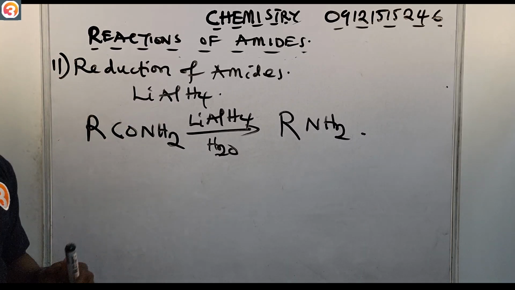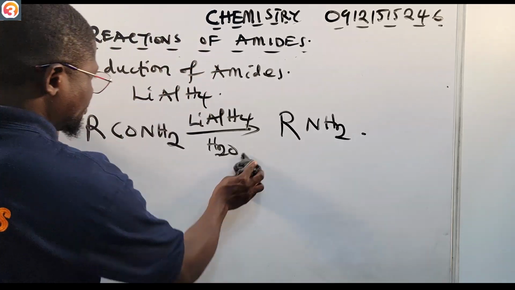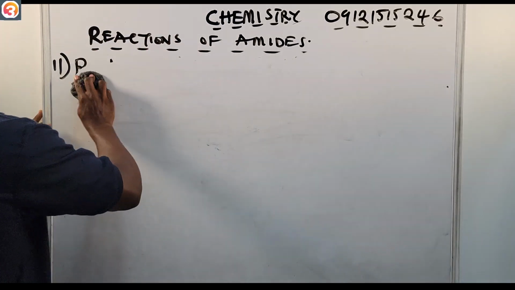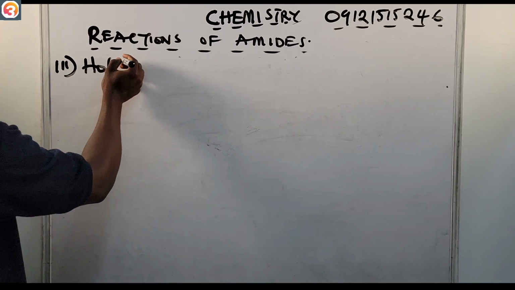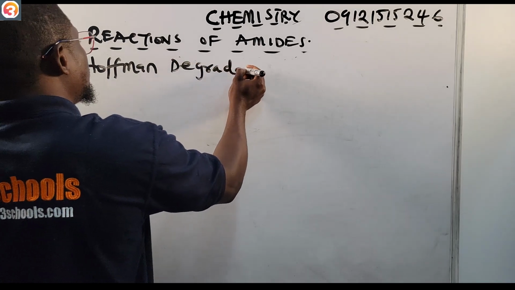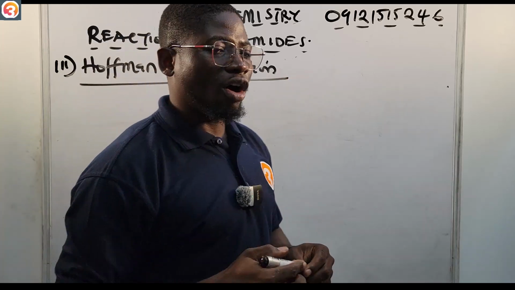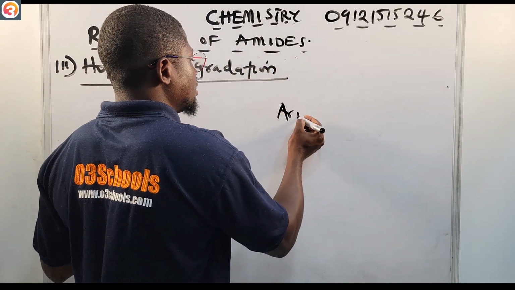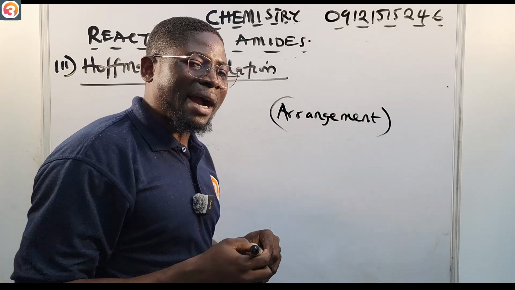Then the third and final reaction we are going to talk about is Hofmann degradation. Number 3. So this is called Hofmann degradation. This Hofmann degradation is also called Hofmann rearrangement. And what happens in this Hofmann degradation?